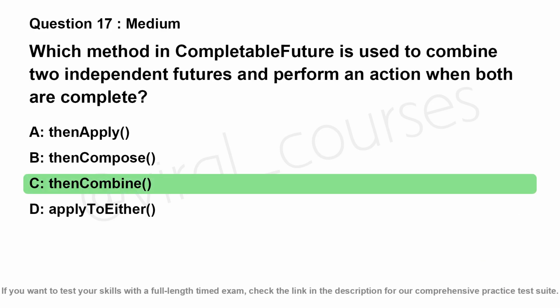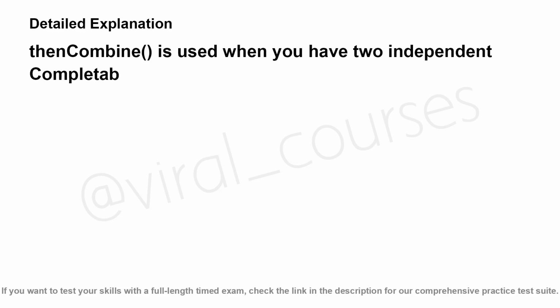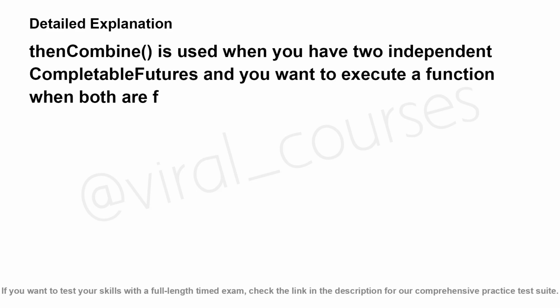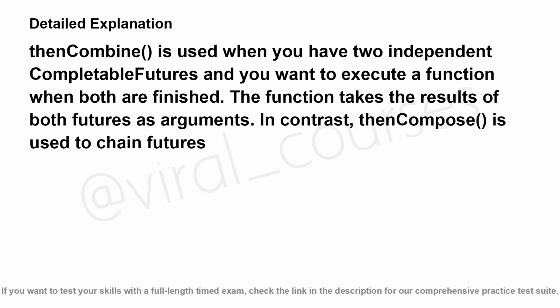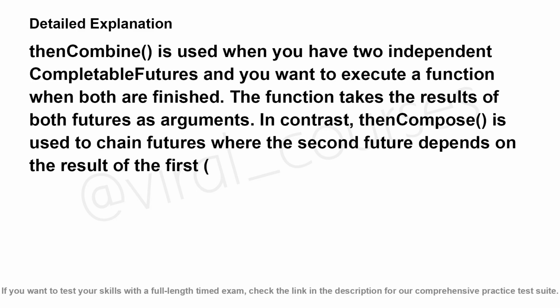The correct answer is C. Then combine is used when you have two independent completable futures and you want to execute a function when both are finished. The function takes the results of both futures as arguments. In contrast, then compose is used to chain futures where the second future depends on the result of the first, flattening a nested future.